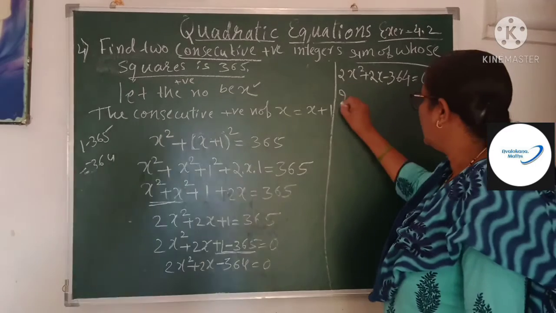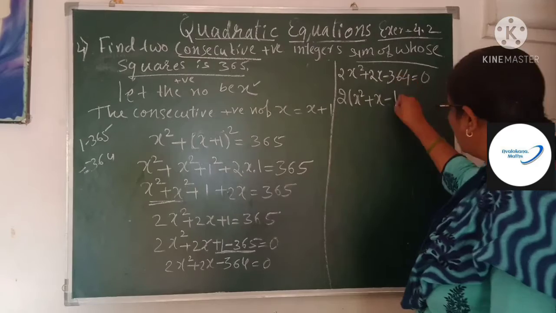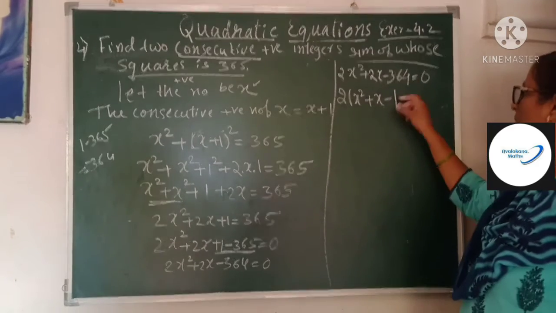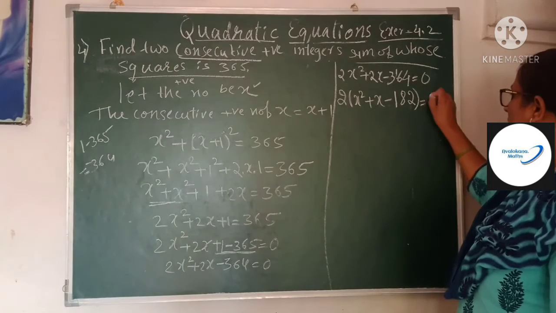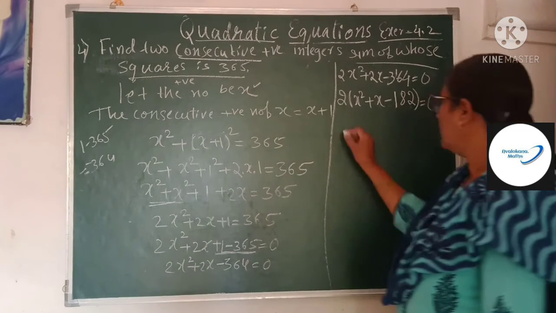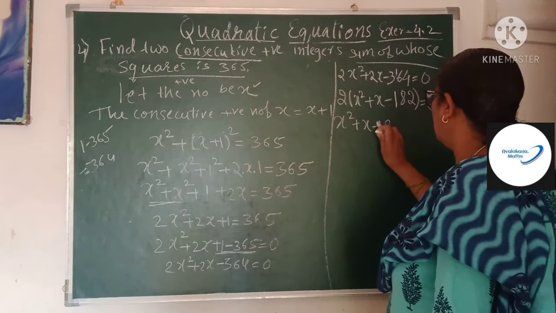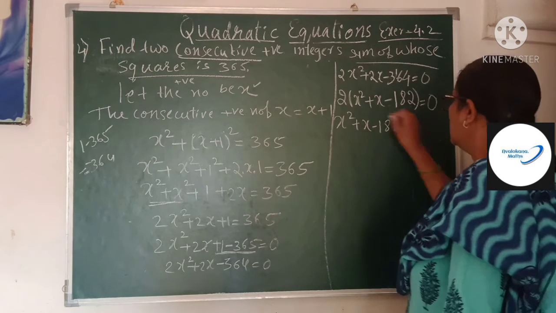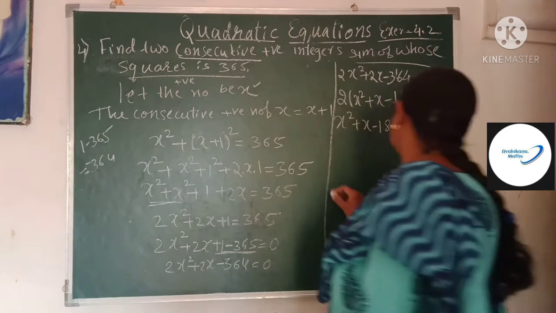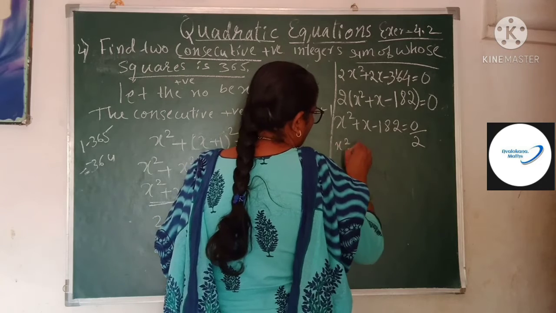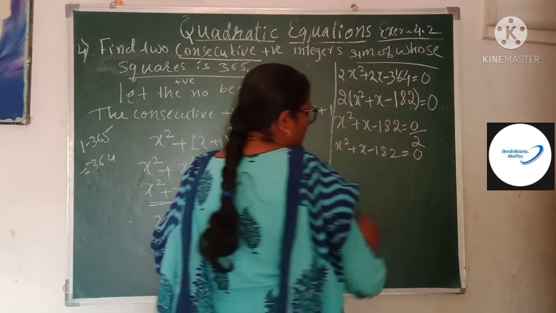So what I am doing here? I am taking 2 common. x² + x − 364 divided by 2. 2 1s are 2, 1 remains. 2 8s are 16, 2 2s are 4. Now it is x² + x − 182 = 0, the 2 comes down, and x² + x − 182 = 0.